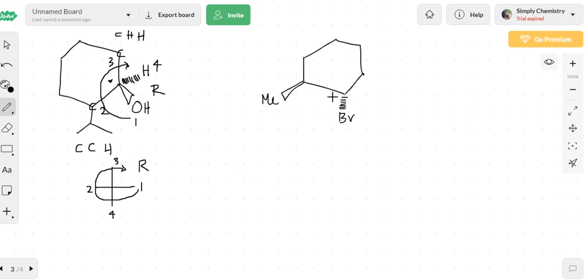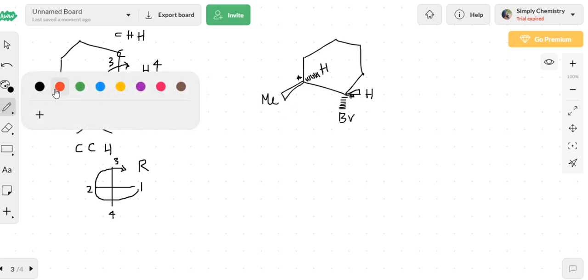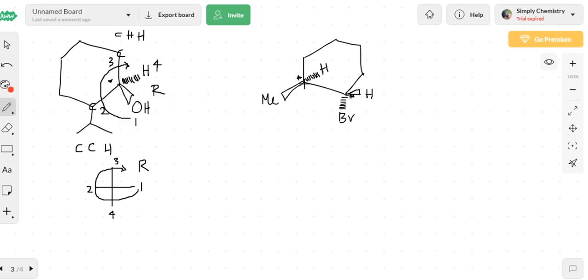In the next one we have two chiral centers. You can see this is the first chiral center and this is the second chiral center. So here the hydrogen is projected away from us, whereas here it is projected towards us. So let us solve them one by one. Let us start with this chiral center.